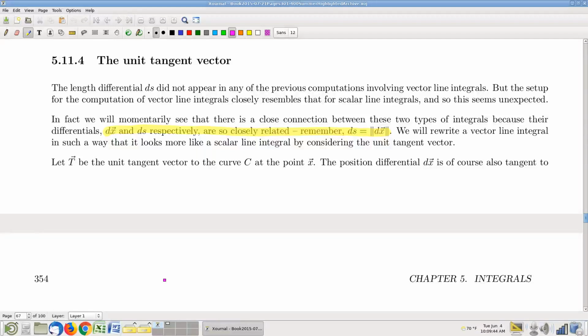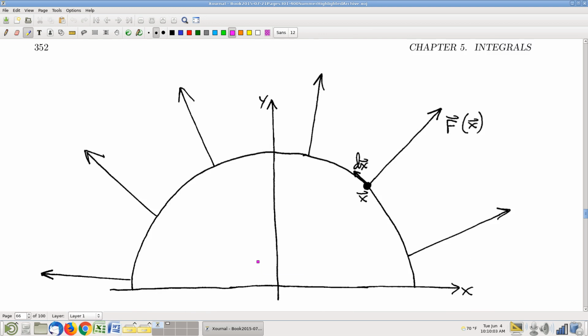So last time we were talking about vector line integrals. Remember, vector line integrals have certain things in common with scalar line integrals. The big difference is what kinds of things we are computing. Specifically, with vector line integrals we're looking at line integrals of vector fields. So the integrand is a vector, and furthermore, the differential is also a vector.